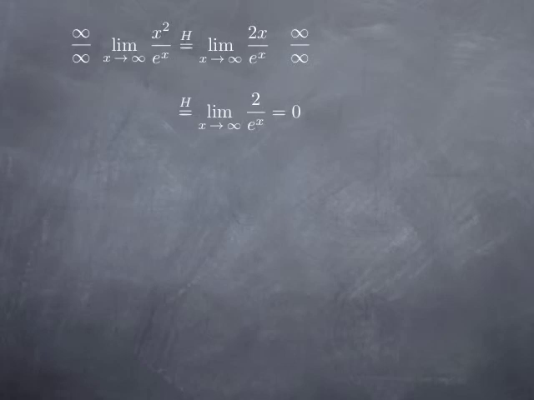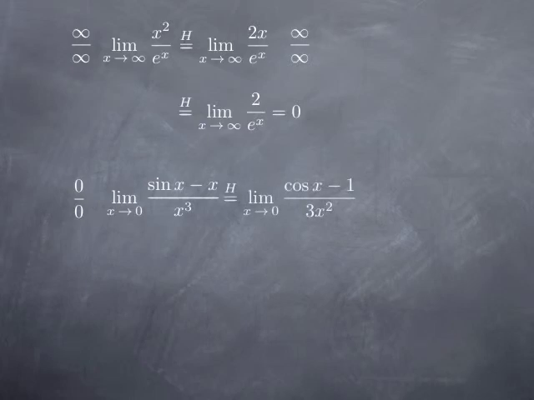Let's do another one like that. Let's consider the limit at 0 of sine x minus x divided by x cubed. If we plug x equals 0 at the top, we get sine 0 minus 0, so we get 0, and at the bottom 0 cubed, so 0. So we have an undetermined form of the type 0 over 0. We can apply the rule of de L'Hopital.